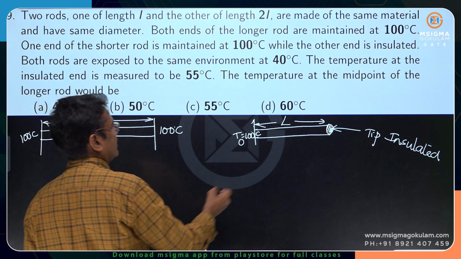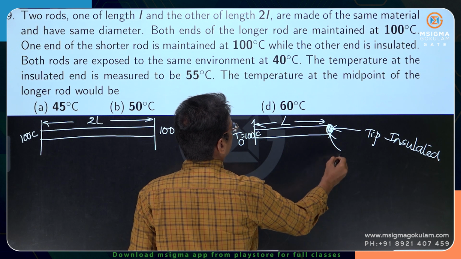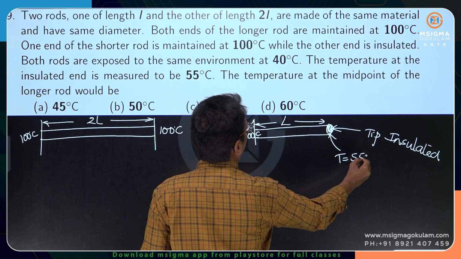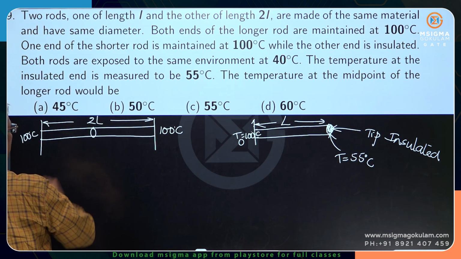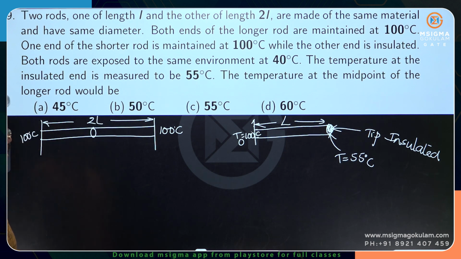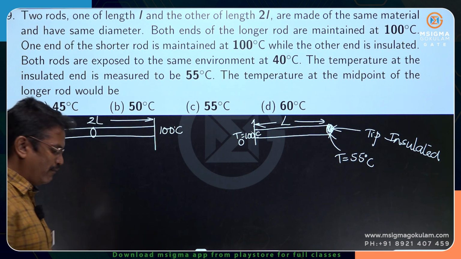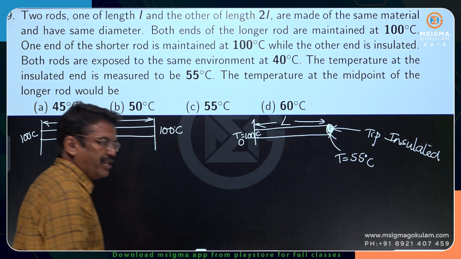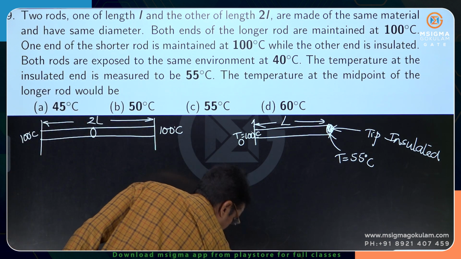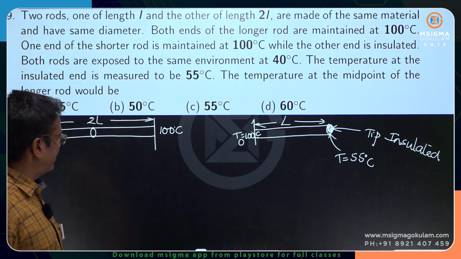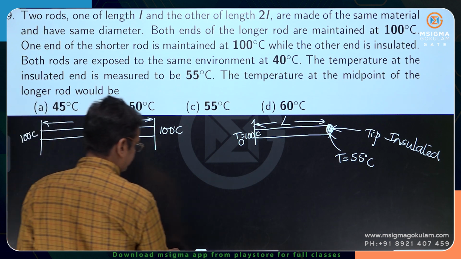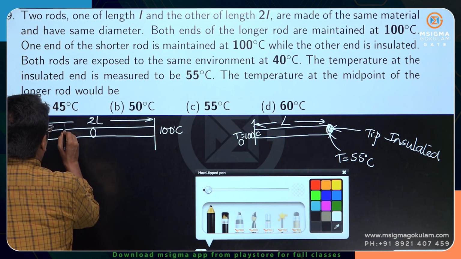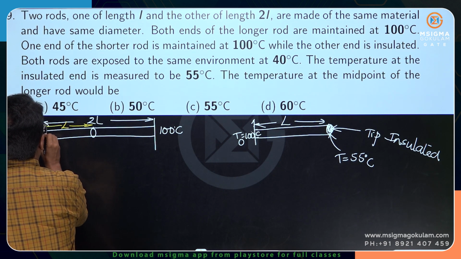The temperature at the insulated tip is given as 55. Then what is the temperature at the midsection of the longer rod? To answer this question, one should have a complete idea about the boundary conditions of fins. For all cases of fins, we should have the boundary conditions. This is the midsection, and this length is L.